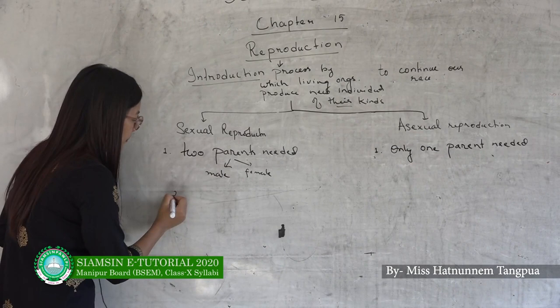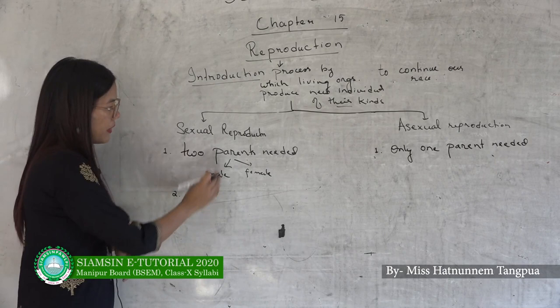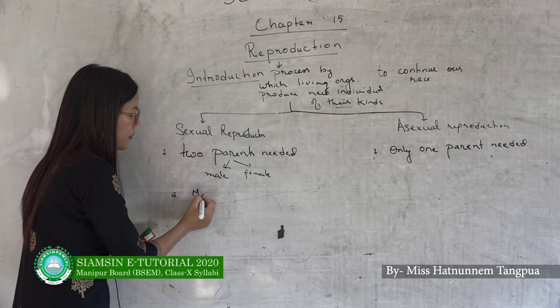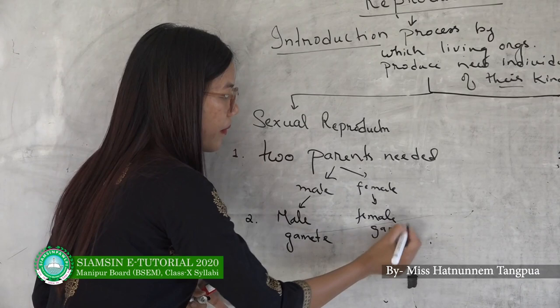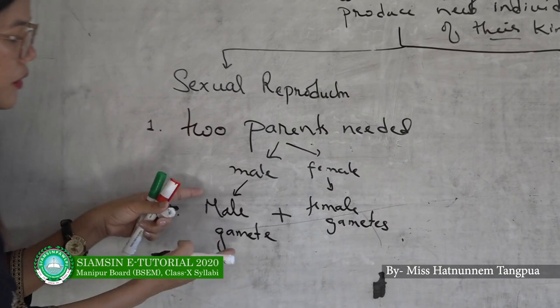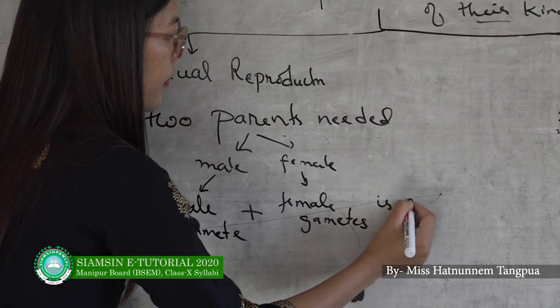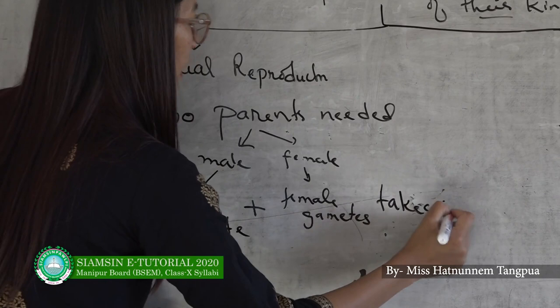In sexual reproduction, two parents are involved, one is male and the other is female. The male produces male gametes and the female produces female gametes. Fusion of male gametes and female gametes takes place in sexual reproduction.